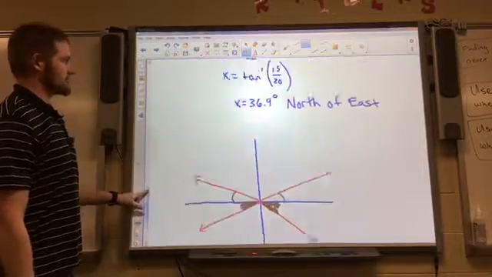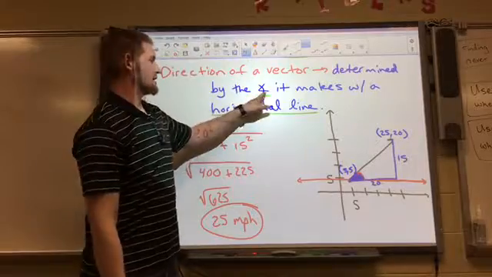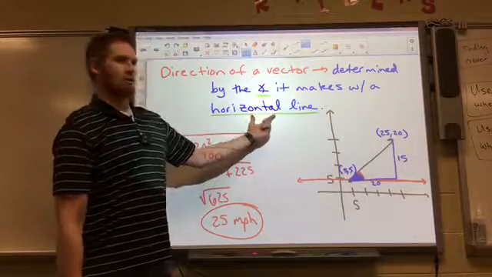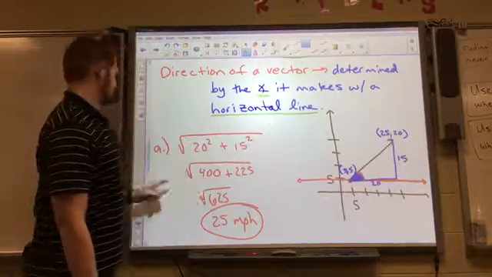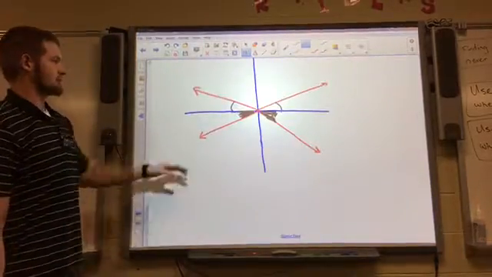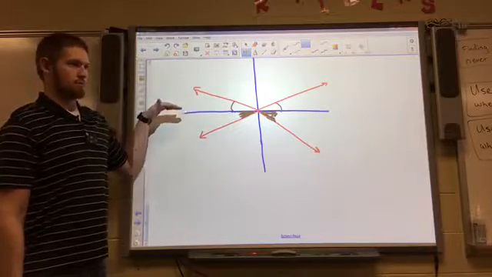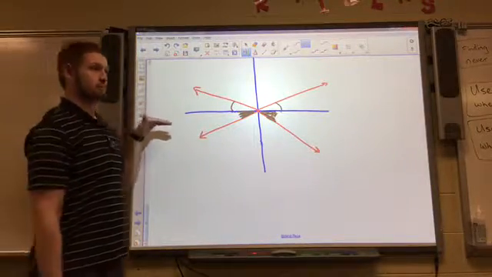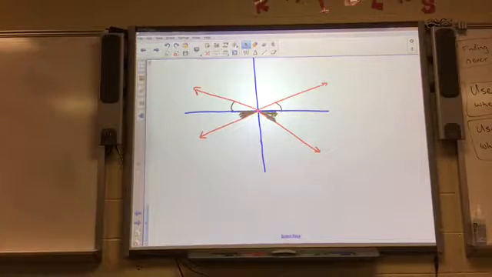Just like our definition said, it's determined by the angle it makes with a horizontal line. So you always find the angle referencing the horizontal line. Yes, for real, they really do. I'm not even making this one up for you guys. This is the real deal.